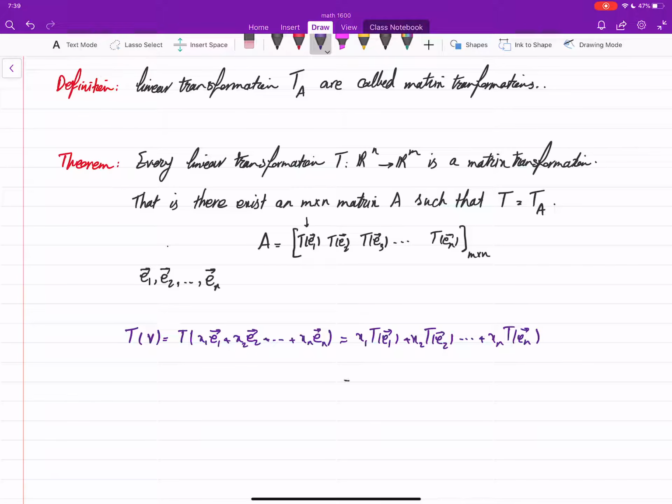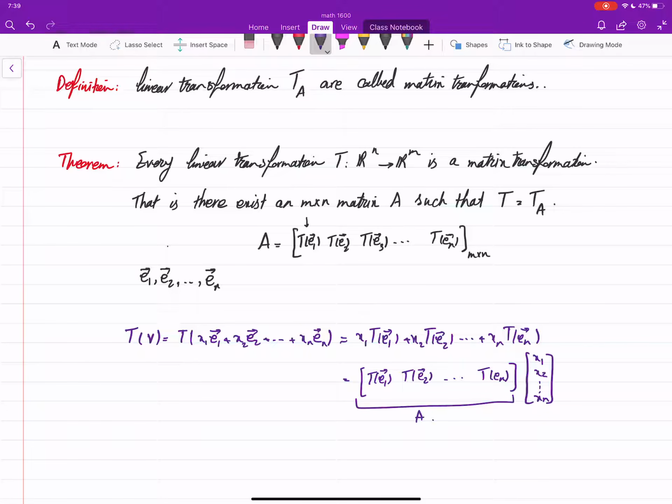But this is the same thing as we start with T(e1) in the first column, T(e2) in the second column, up to T(en) in the nth column, and multiply it to the vector x1, x2 up to xn. And that is why this is going to be A.